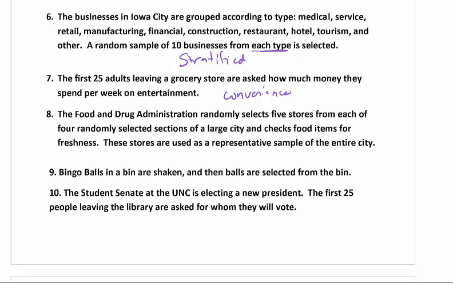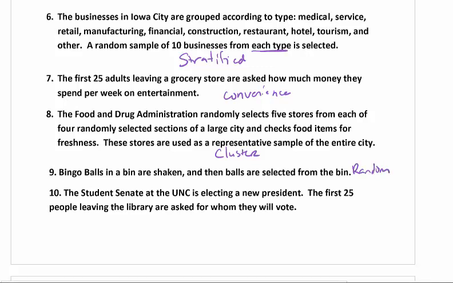Number 8, the Food and Drug Administration randomly selects 5 stores from each of 4 randomly selected sections of a large city and checks food items for freshness. These stores are used as a representative sample for the entire city. This should be a cluster because we're not sampling every single group. It says randomly selecting 5 stores from each of 4 randomly selected sections. So I'm not sampling in those pieces any further. Number 9, bingo balls in a bin are shaken, and then balls are selected from the bin. This is random.